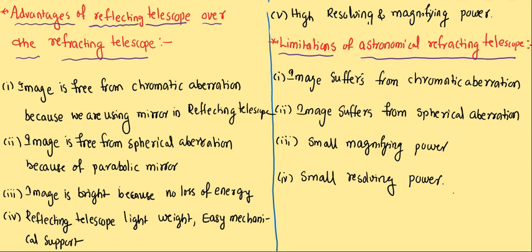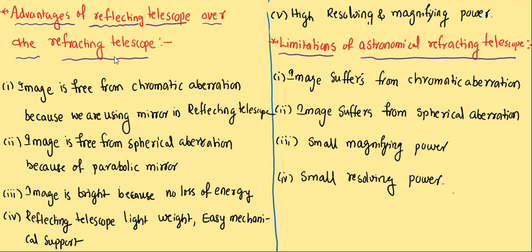I am going to explain a few things that you see, the cursor. It is the advantages of reflecting telescope over the refracting telescope. In the reflecting telescope, we are using mirrors, but in the refracting telescope, we completely use lenses. Due to the lenses, there are some aberrations in the formation of the image. Aberration means defect in the formation of the image.